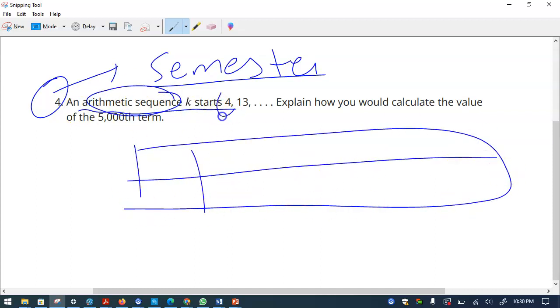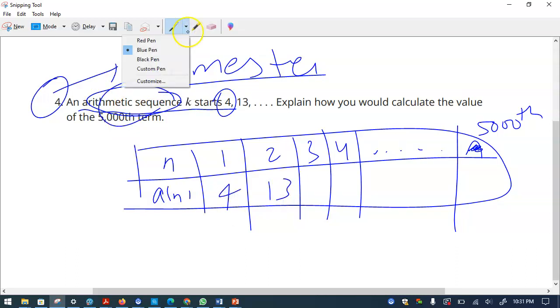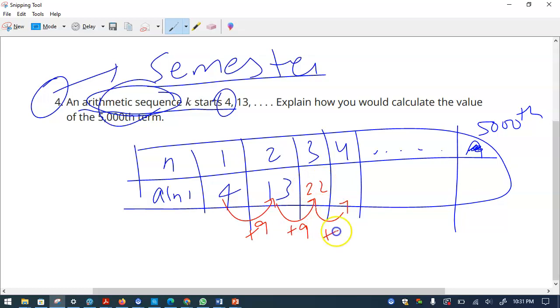If you forget, the first term is 4. That's the first term, second term, third term, fourth, and it goes on like this. And there's an n term. He's asking us how to calculate the 5,000th term. So if this is n, this will be a_n. Because it's an arithmetic sequence, it starts with 4 and then 13, and you can clearly see every time you add 9. You add 9, you get 22, you add 9, you get 31, and so on. The question is, what about this one?